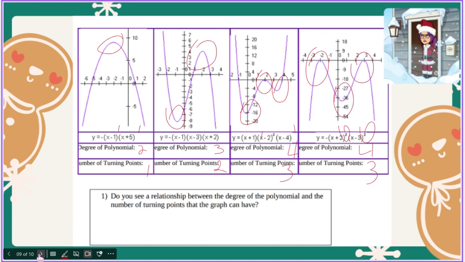So the pattern that you see is the number of turning points is 1 less than the degree of the polynomial. So let's say the polynomial degree was 5. We would only have 4 turning points. So that is the relationship between these. And if it's odd, you'll have an S shape. If it's even, it will be either a U or W type shape.